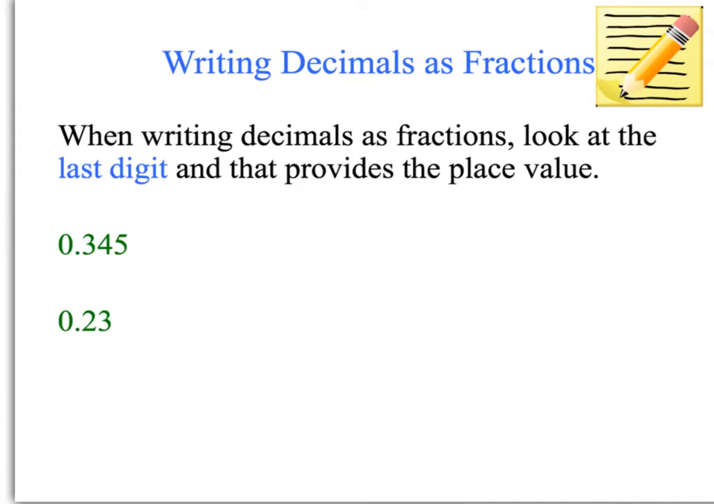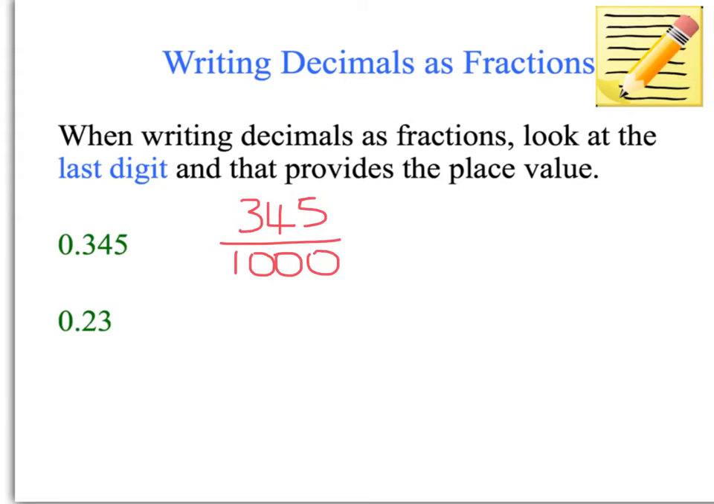Now when we're writing decimals as fractions, we've looked at this a little bit throughout, but you look at the last digit in the decimal, and that shows you what the place value is. So in the first one, the last digit is a 5, but it's in the thousandths column. So we have tenths, hundredths, thousandths. Therefore, it's 345 thousandths is how we write the fraction.